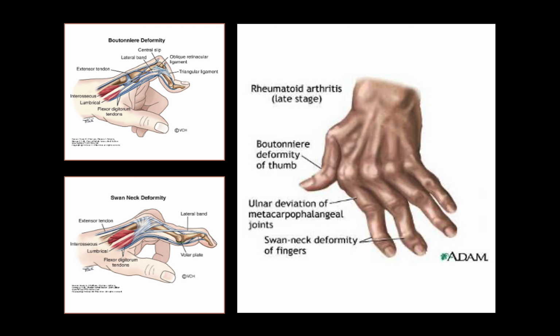Now, here we're looking at some of the deformities that can occur in the hands with rheumatoid arthritis. A swan neck deformity there on the bottom left, where we see hyperextension of that joint, the proximal interphalangeal joint. It looks kind of like a swan's neck if you look at that. The one on the top there is called a boutonniere deformity, with an abnormal flexion of those proximal interphalangeal joints. And then on the right, we see something that we call ulnar deviation.